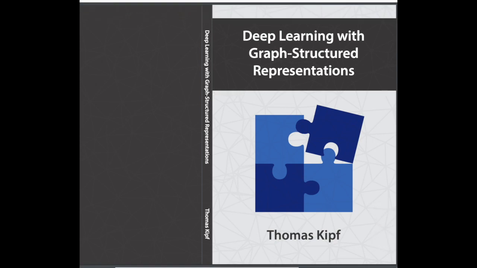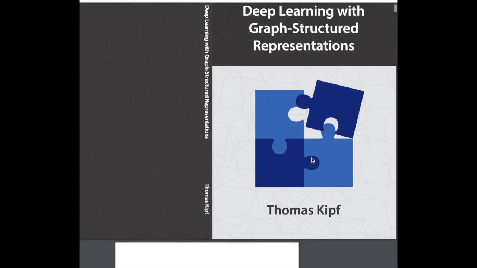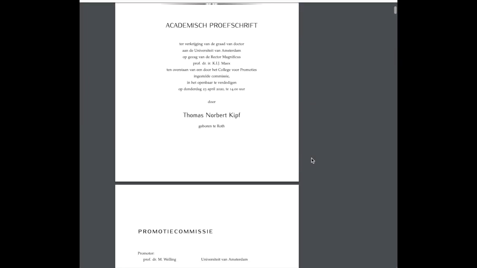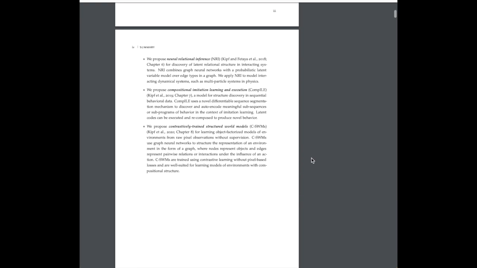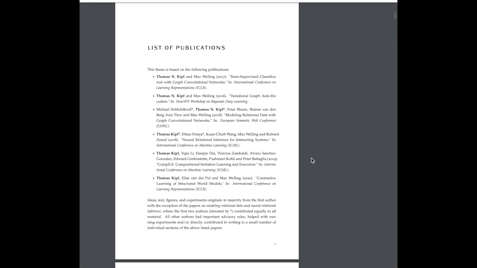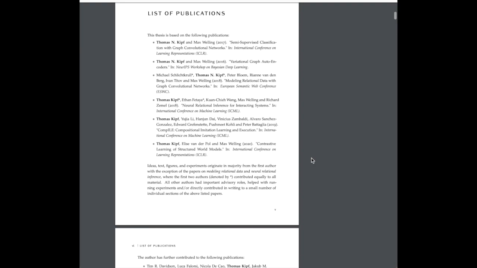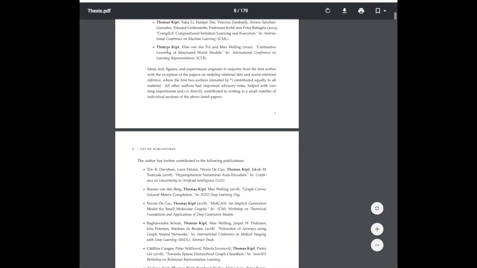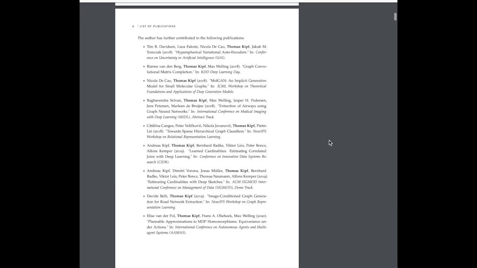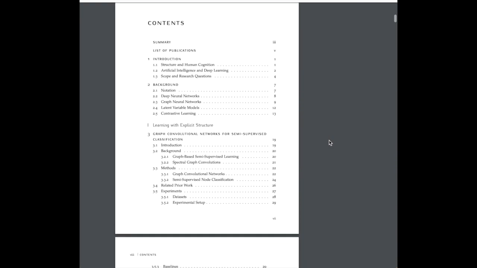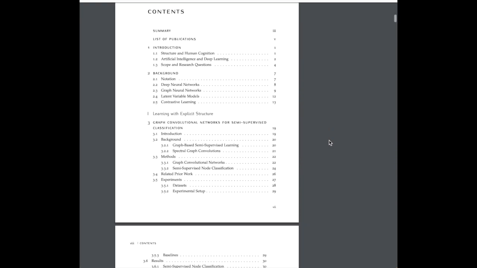This week we'll start with a really great thesis from Thomas Kipf on deep learning with graph-structured representations, presenting neural networks for explicitly structured data like social networks, the World Wide Web, or chemical molecules, and algorithms for implicitly structured data like images. This thesis also presents a great description of why we should be interested in structured representation learning for the sake of generalization.